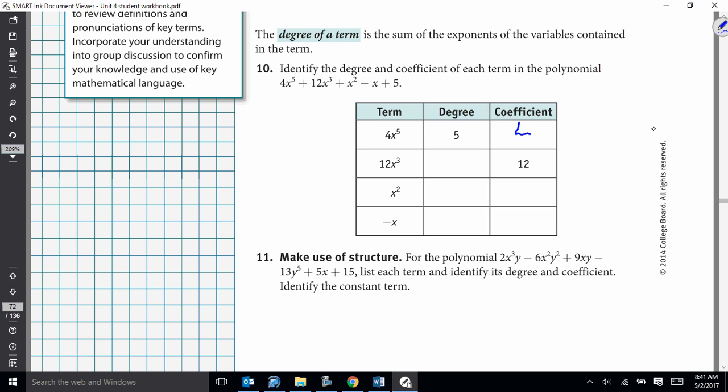And what's our coefficient? 4. So then our next term is 12x cubed. What's the degree of that term? 3. And then our coefficient is 12. So our next term is x squared. What's the degree? And what's our coefficient? 1. So the number in front. Remember, if there's nothing in front, that means we have how many of them? 1.